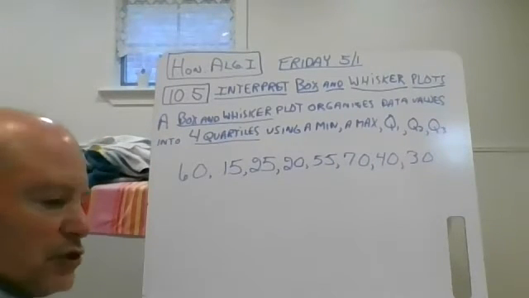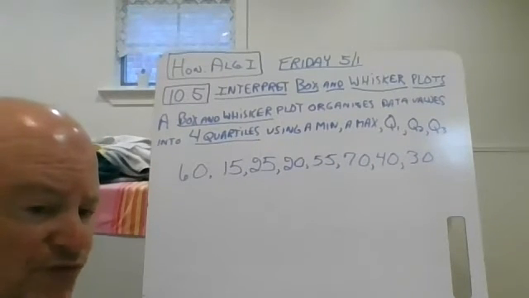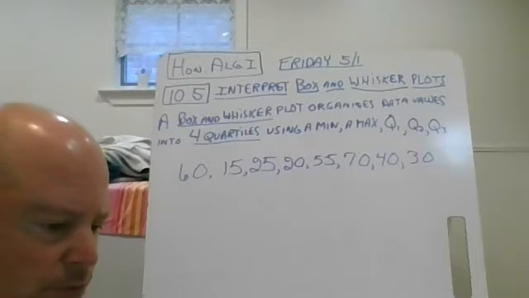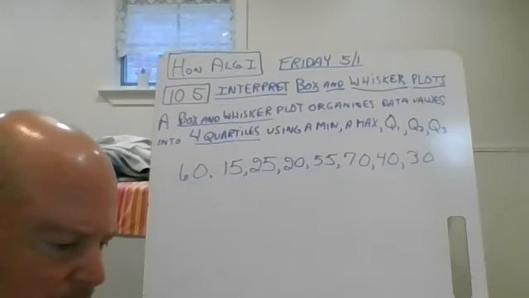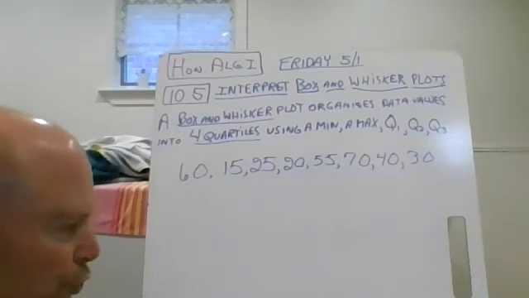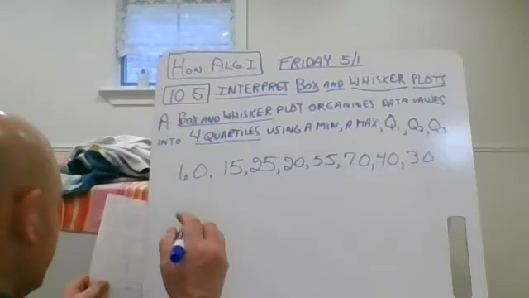Okay. So what did we say we do first? We're going to draw a box and whisker plot. Those are the data values. So what's the first step? Order at least to greatest. Order them from least to greatest.